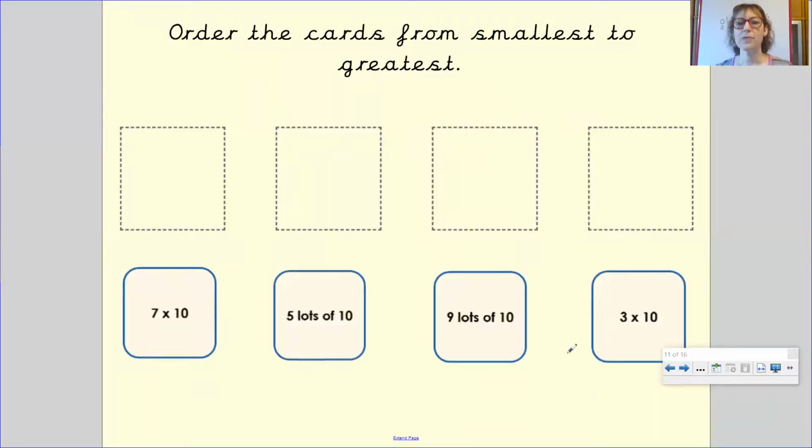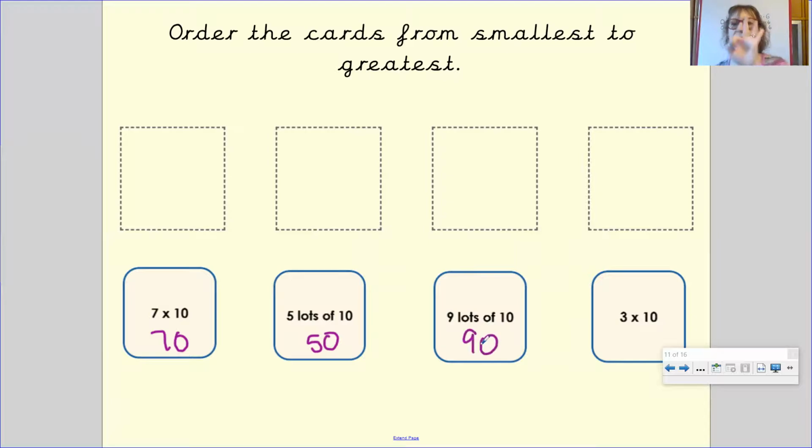Okay, so we've got to move these cards. We've got to order them from the smallest to the greatest. And I wish I could do that like that. What I'm going to do is I'm just going to write the answers underneath so I can check. So if you want to pause the video and do that, go right ahead. 7 times 10. 10, 20, 30, 40, 50, 60, 70. That one's 70. I'm just going to put that there so I remember. 5 lots of 10, 10, 20, 30, 40, 50. 9 lots of 10, 10, 20, 30, 40, 50, 60, 70, 80, 90.